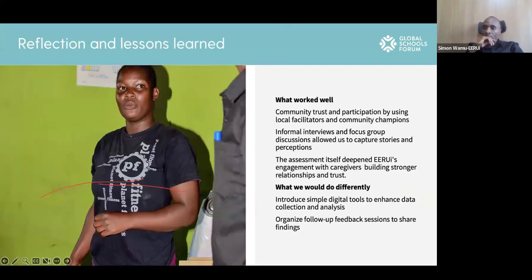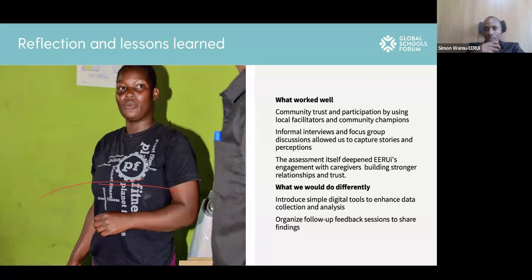Yeah, so we realized that a lot of what we did worked well. For example, community trust and participation, by using local facilitators and community champions, worked really well in ensuring that trust is maintained, because the people championing these are deeply rooted within the community. And also informal interviews and focus group discussions allowed us to capture stories and perceptions, which was key for us to co-design the program with them.